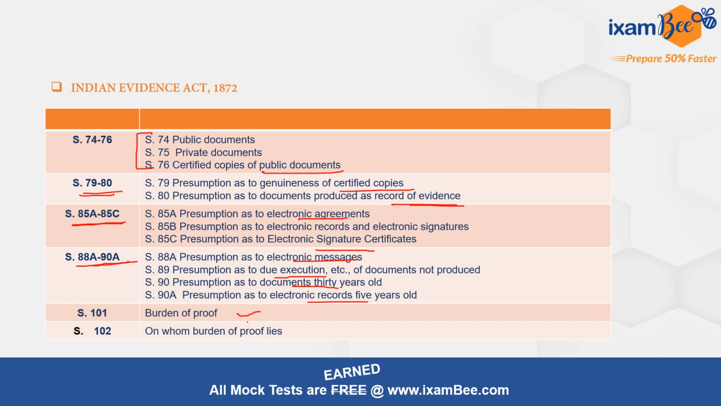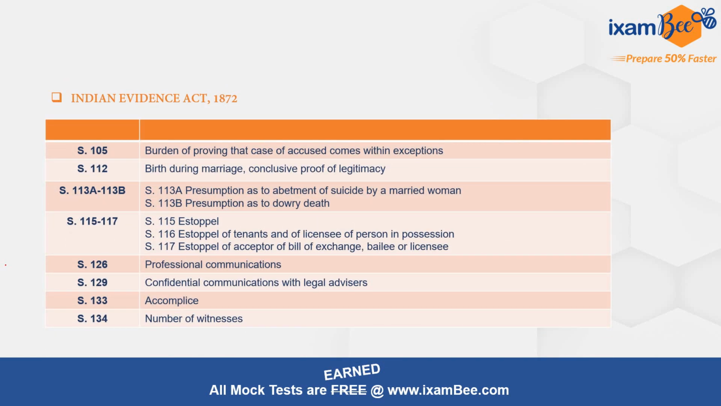Burden of proof is under 101, वो important है, and on whom the burden of proof actually lies, that is covered under section 102. So 101 and 102 related to burden of proof. Now moving ahead, you can see section 105, which is talking about burden of proving that the case of accused comes within exceptions. That is important. Then 105 के बाद आपका 112 important है. That is related to birth during marriage, conclusive proof of legitimacy. उससे related provisions हैं यहाँ. Then 113A and 113B, that is presumption as to abetment of suicide by a married woman and as to dowry death. So these two are again very important.